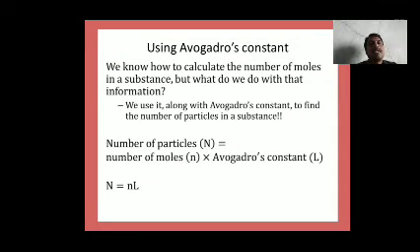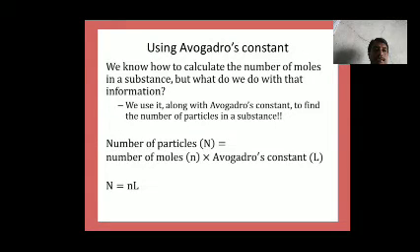Therefore, the Avogadro constant is calculated using 6.02 × 10^23. We know how to calculate the number of moles in a substance. But what do we do with that information? We use it along with the Avogadro constant to find the number of particles in a substance.